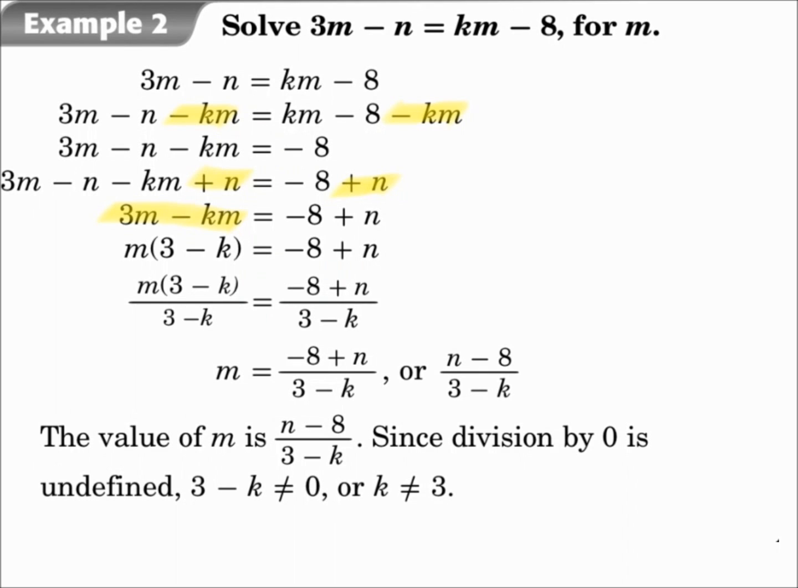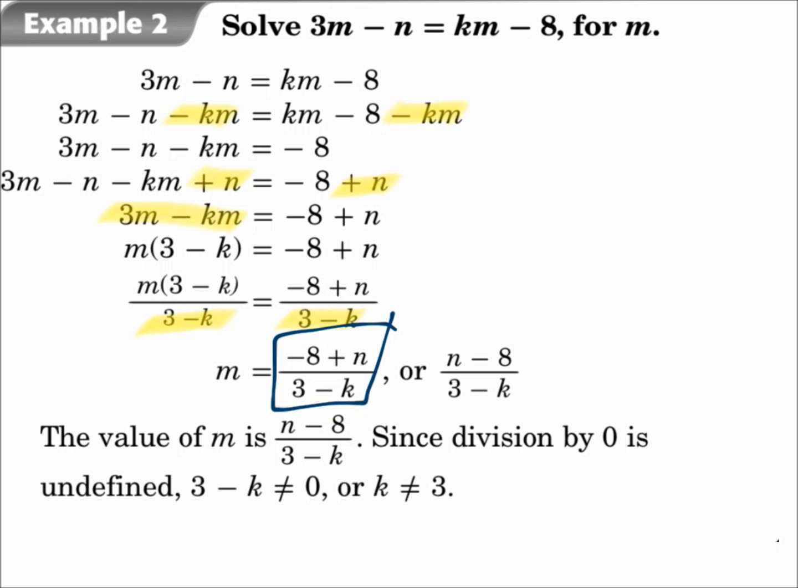Now what's over there with m? It's m times the quantity 3 minus k. So do the opposite and divide both sides by the 3 minus k. It cancels out on the left, leaving m, and on the right we have this. Notice they also tweaked this a little bit to make it look a little bit better, and they said negative 8 plus n is better written n minus 8, but either answer is correct.